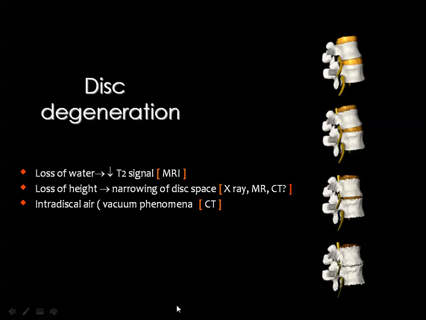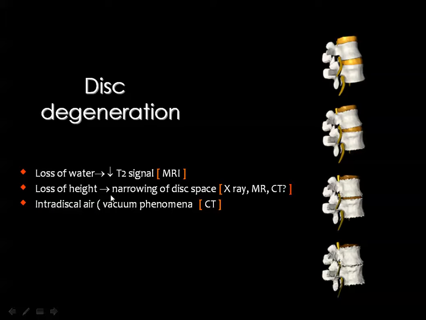Then we start with the first lesion in the disc group, which is disc degeneration. You know that the disc is composed of two main parts: the annulus fibrosus and the nucleus pulposus. Annulus fibrosus is made of fibrous tissue surrounding the nucleus, which contains water and cartilage. Then the process of disc degeneration starts by loss of water from the nucleus, and this is only detected by MRI. Then after the nucleus loses the water content, it will lose its height.